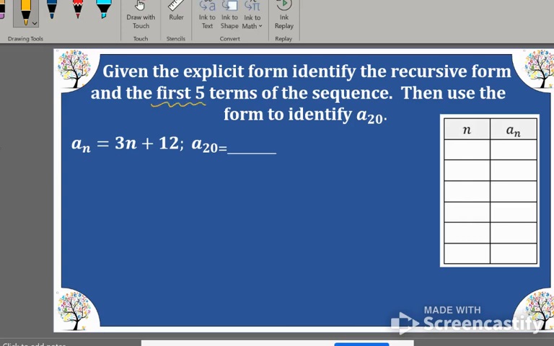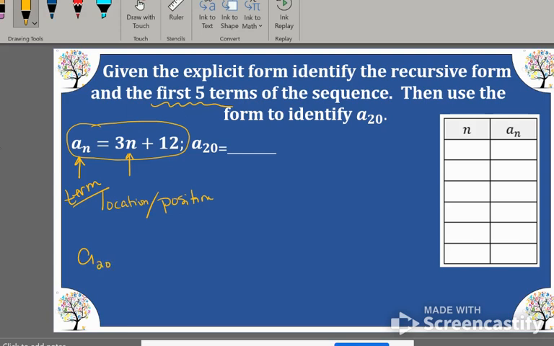So if it asks us to list the first 5 terms of a sequence and they give us the simplified explicit form as we see here, remember your n value is the location, or you can think of it as the position of your sequence, and the a sub n is the actual term number. So to get the term we're looking for, we are going to input the location or position value. So to get the 20th term for this sequence, we are going to plug in 20, and 3 times 20 is 60, and 60 plus 12 is 72. So our 20th term in our sequence is the term 72.